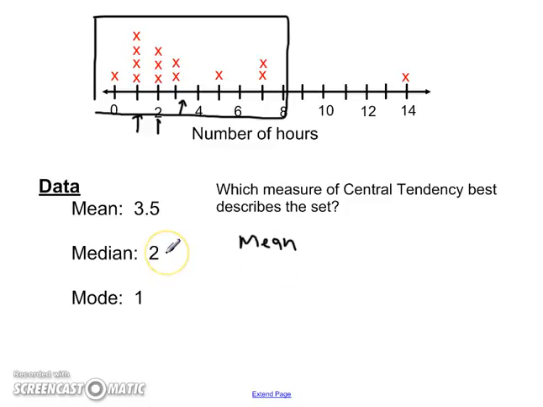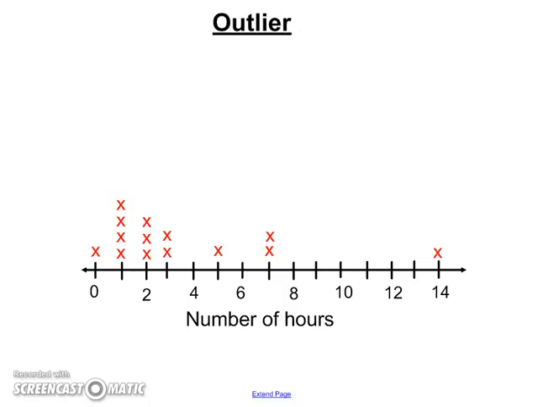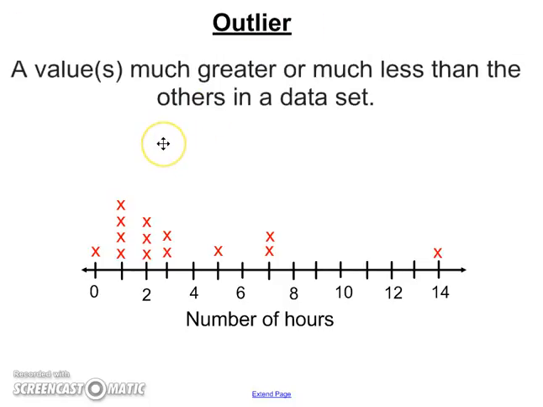But if you wanted to go with 2, I think you can make a very good case with 2, because it also is very close to the middle. Okay? But to me, in this particular case, the mean of 3.5 is the number that best describes the bulk of the data. Now I mentioned outlier, so let's go ahead and talk about outlier right now.